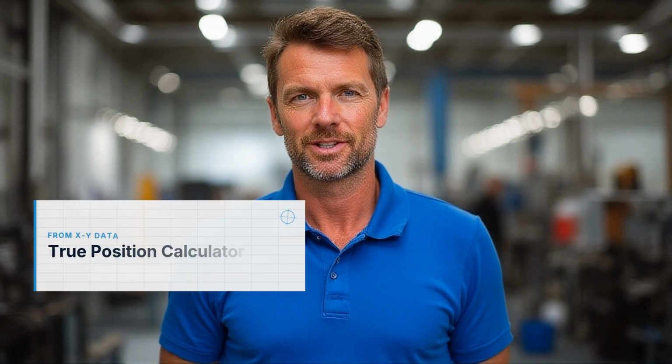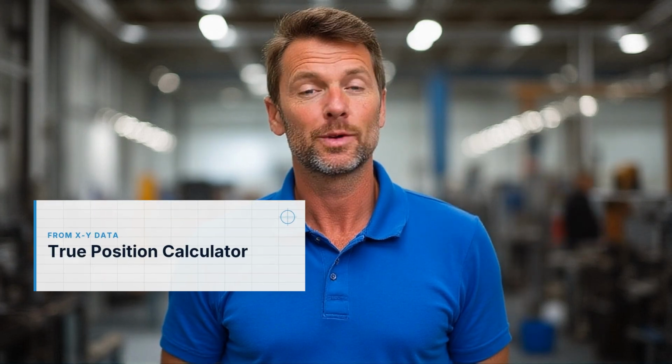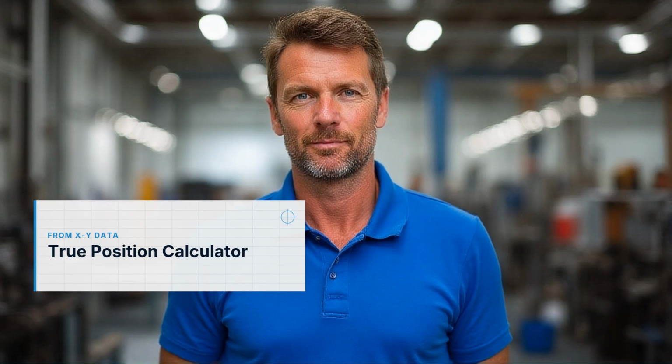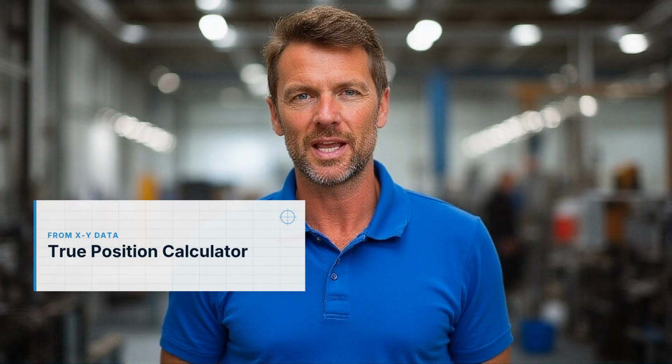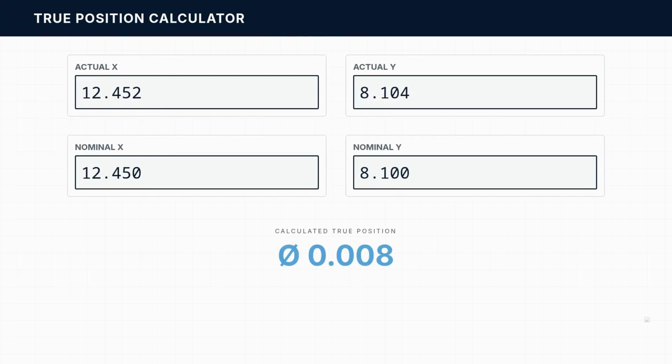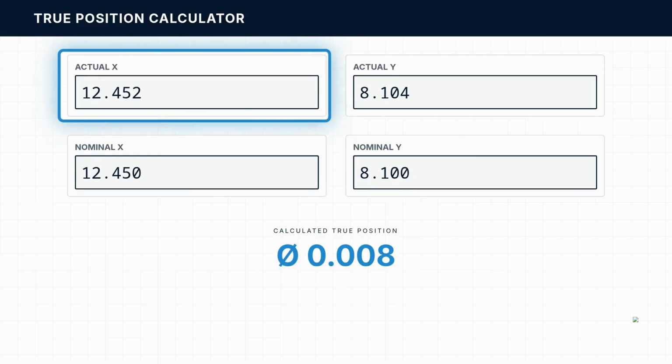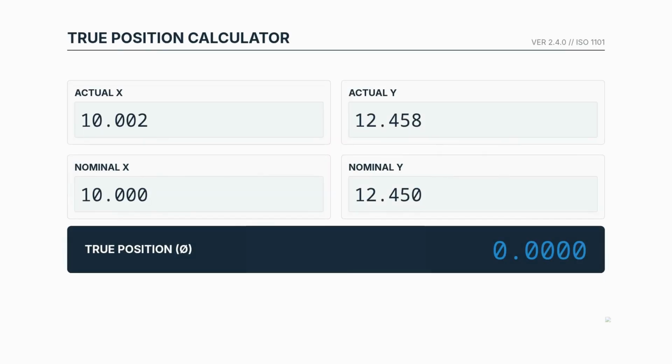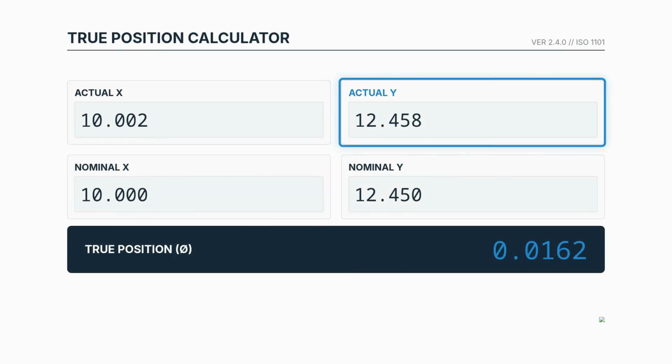This is the true position calculator from XY data, which determines the positional accuracy of a point relative to its nominal location. Let's walk through the input fields. First, we enter the actual x coordinate where our measured point is located. Below that, we input the actual y coordinate for the same measured point.